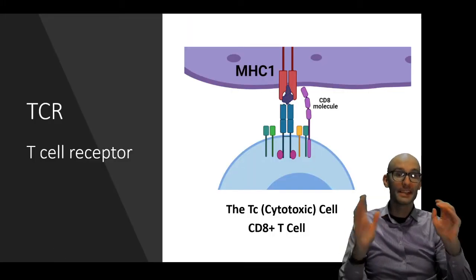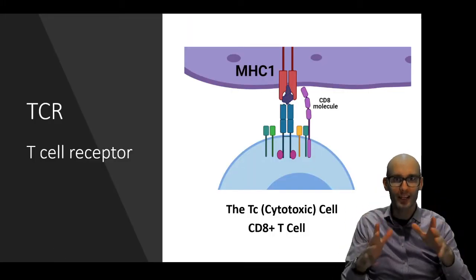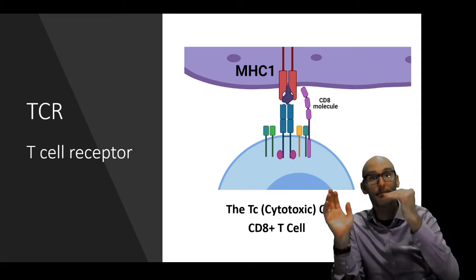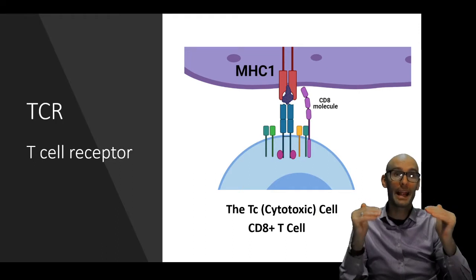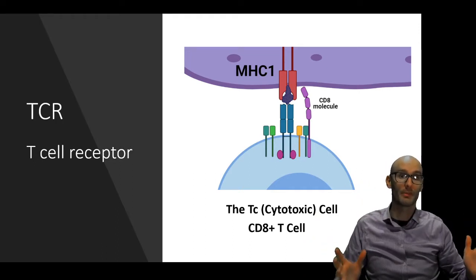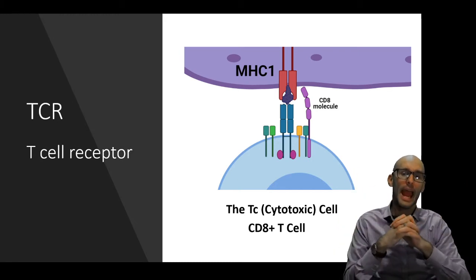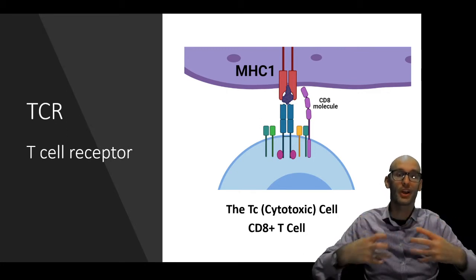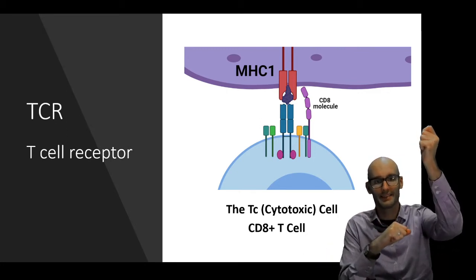Here we have the T cell receptor. Now remember, in a cytotoxic T cell, you have the CD8 molecule, and the CD8 molecule recognizes MHC1. And MHC1 is present on all cells in your body except your red blood cells and platelet cells. And what it does is it samples an antigen from inside the cytosol of the cell and displays it, right?